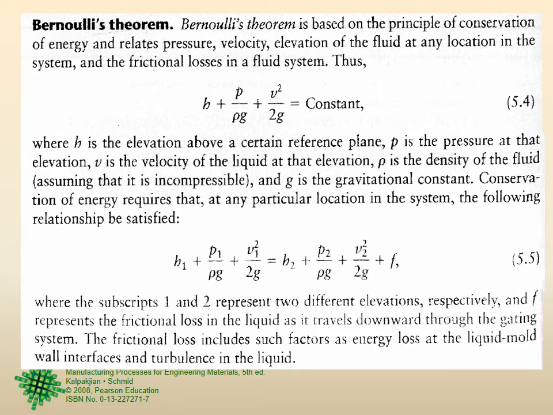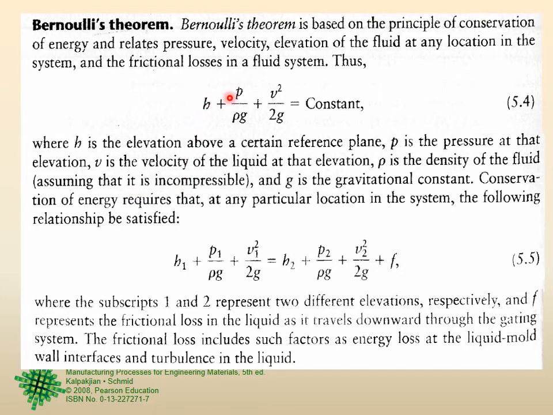So now you can read through the rest of it, but this is the law or the theorem, you know. H plus P upon rho G plus V squared upon 2G is equal to constant. H is the height of the fluid column, P is the pressure, rho is the density, G is the gravitational constant, V is the velocity, right? And when you say this is equal to constant, then it means that if there is a column of liquid, this place you mark 1, this place you mark 2.